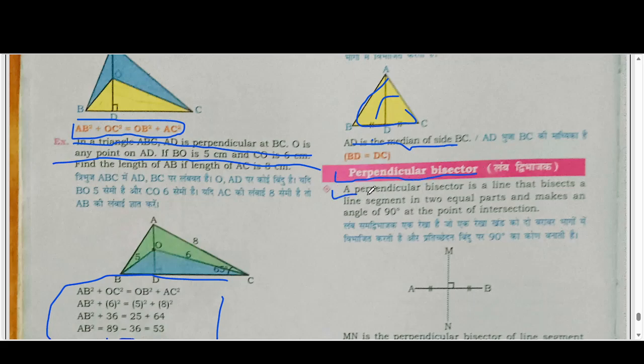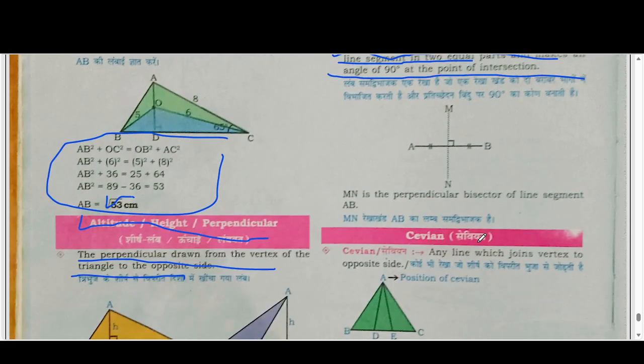Perpendicular bisector is a line that bisects a line segment into two equal parts and makes an angle of 90 degrees at the point of intersection. MN is a perpendicular bisector of line segment AB.